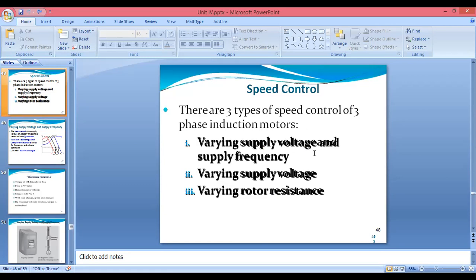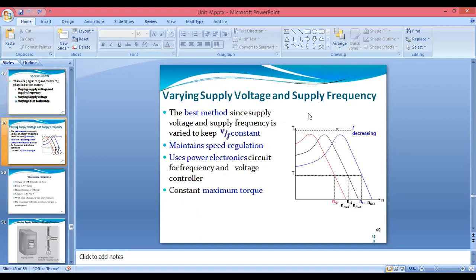So in short, its value depends on the supply voltage as well as the supply frequency, because in the torque equation we get the value for speed as well as the supply voltage and rotor resistance. So by varying these three components, we can vary the speed of the induction motor. We can control its speed. In today's session, we have seen varying supply voltage and supply frequency.